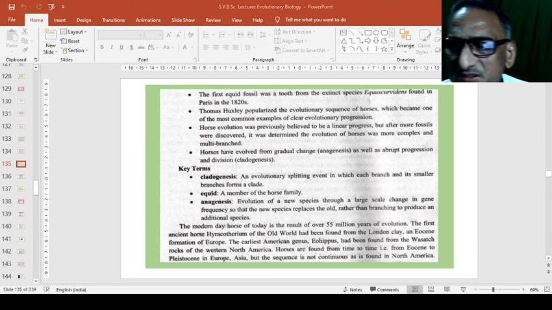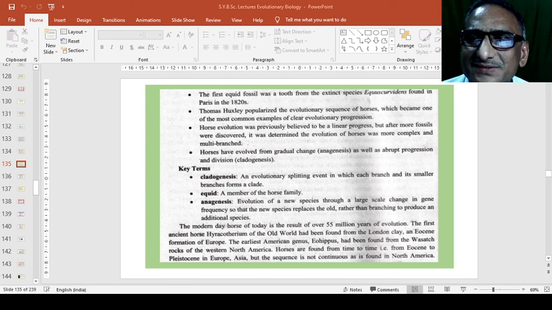I would like to conclude this lecture here with a small discussion of horses, because they look like dogs and tapirs.